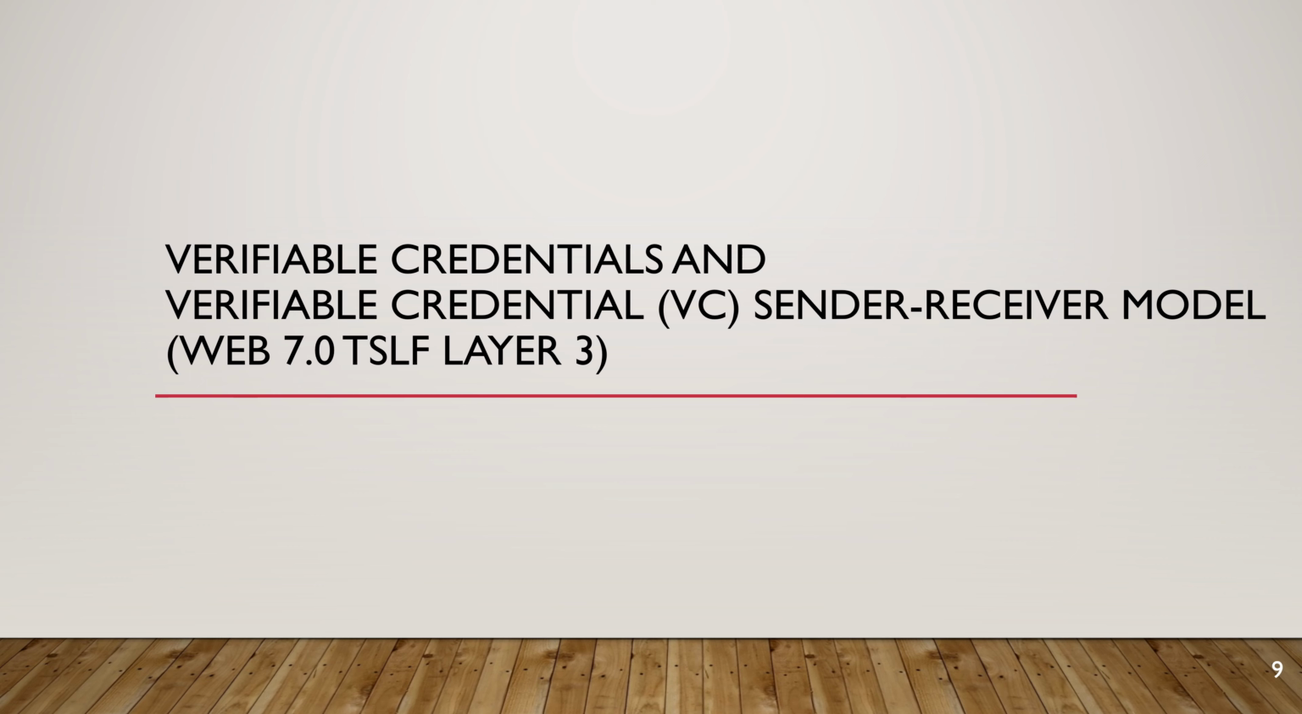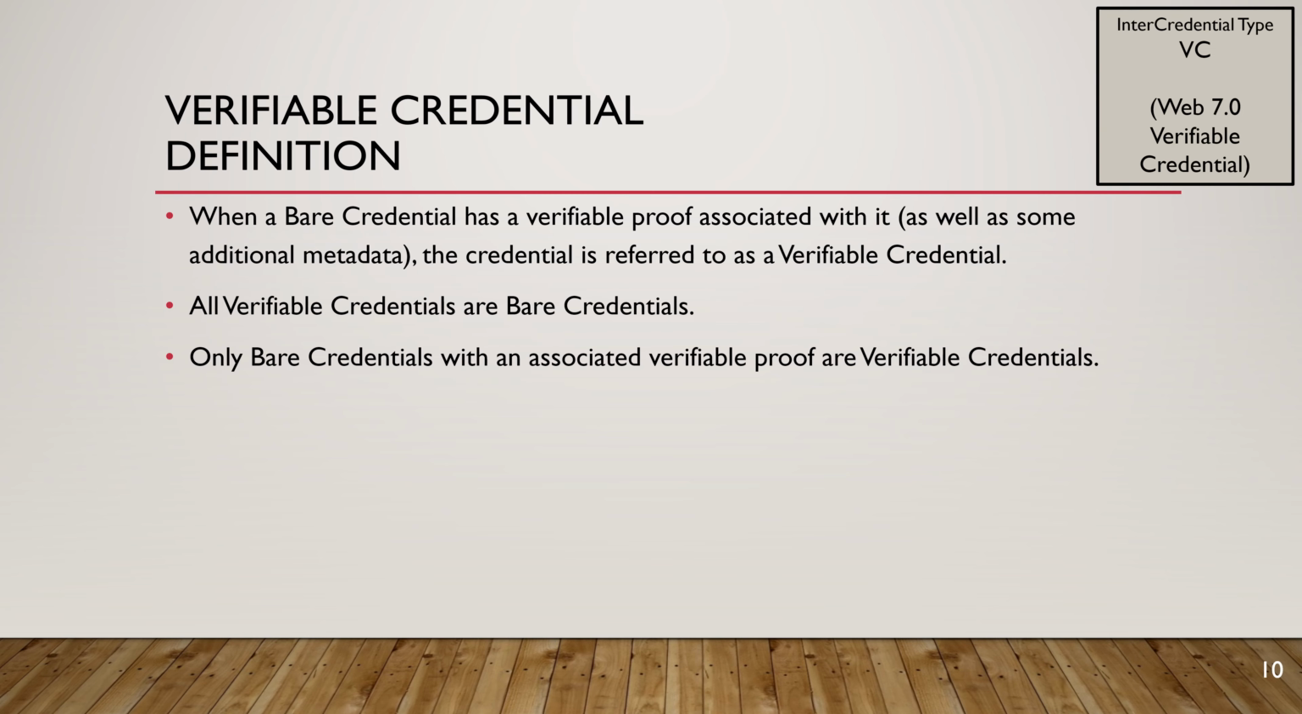Let's take a little baby step, a little more sophistication, and look at how these are slightly different. When a bare credential has a verifiable proof associated with it, as well as some other additional metadata, the credential is referred to as a verifiable credential. All verifiable credentials are bare credentials, but only bare credentials that have an associated proof can be named or typed verifiable credentials. And we can see in the top right-hand corner that the InterCredential type is VC, for Web 7.0 Verifiable Credential.